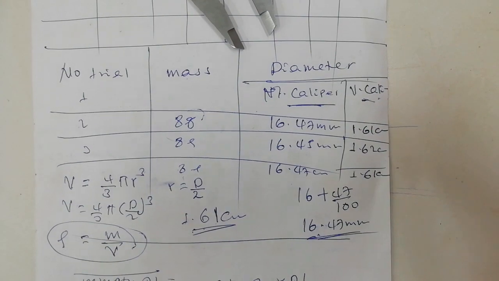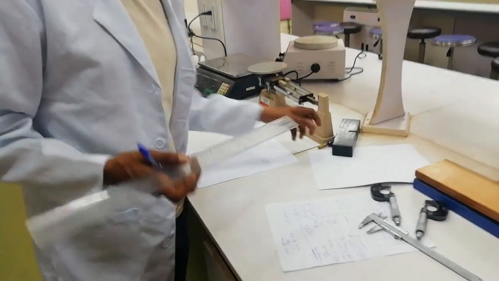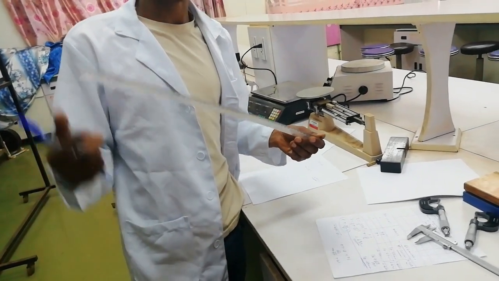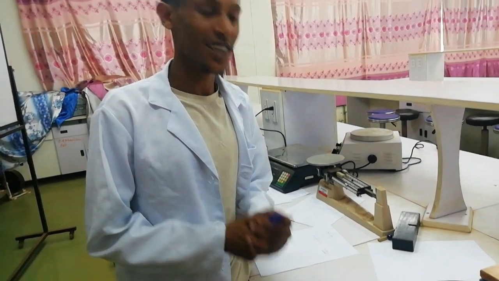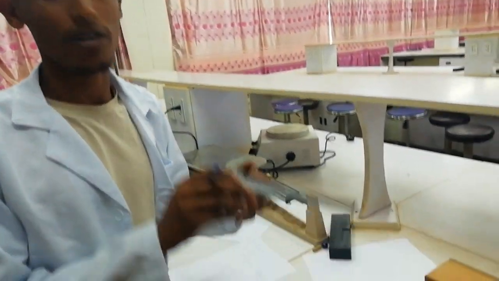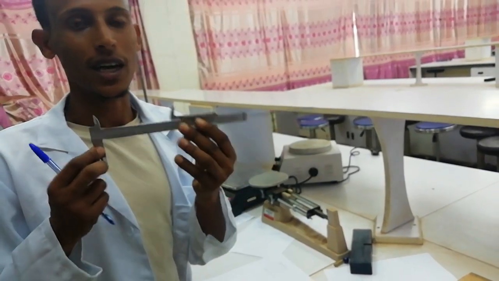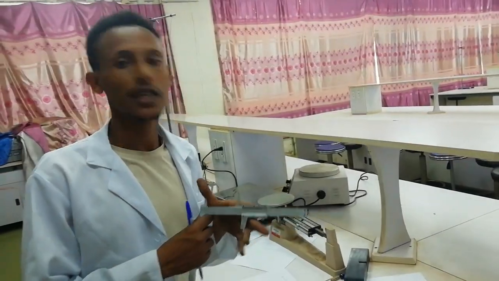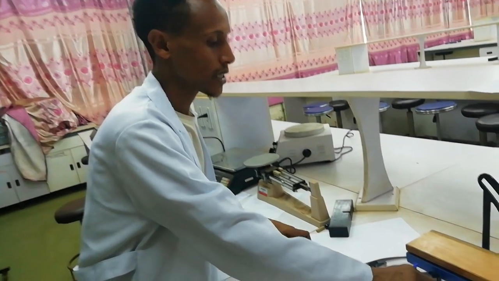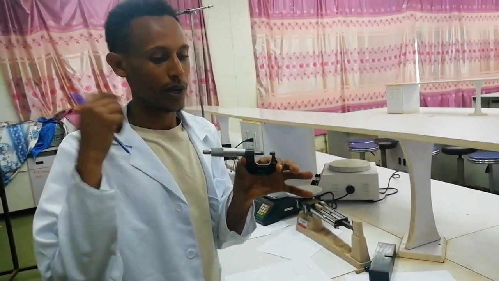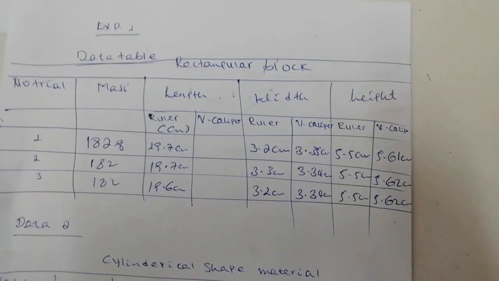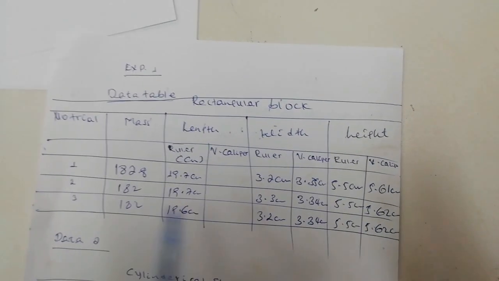That means the meter stick. The meter stick cannot measure, for example, the width of a spherical or cylindrical shape; it is difficult to measure this with a meter stick. In this case, you use the vernier caliper if the material is cylindrical or spherical and you want to measure its width, or you use the micrometer caliper. By increasing the number of measurements, we get data like this.